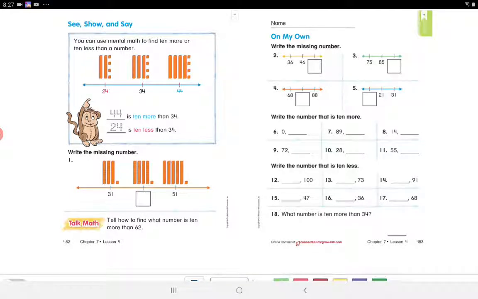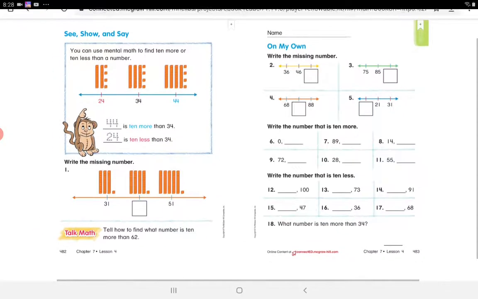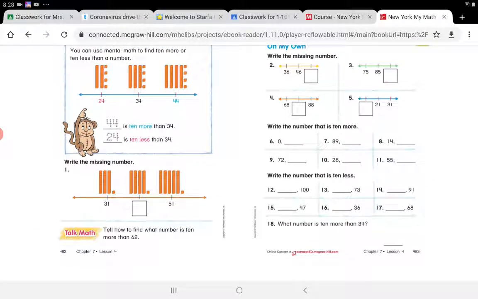Because we work so much with our number chart, now they want us to be able to put that number chart in our minds and use what we already know, as well as using 10 rods in our minds, to help us figure out what is 10 more or 10 less than a number. So here the number they want us to focus on is 34. And with 34, they want us to know what is 10 more.